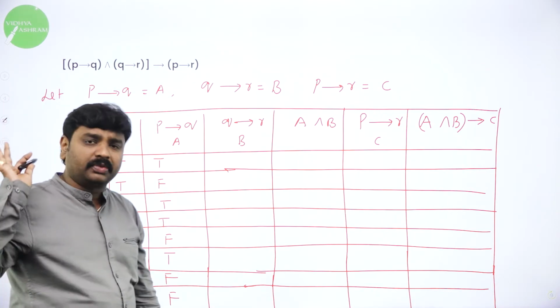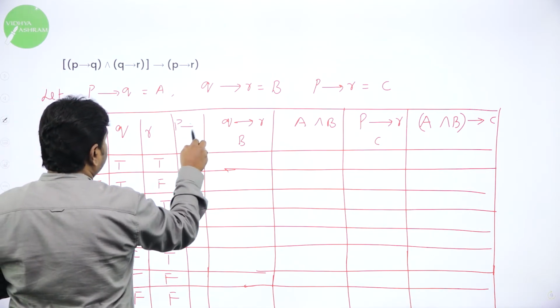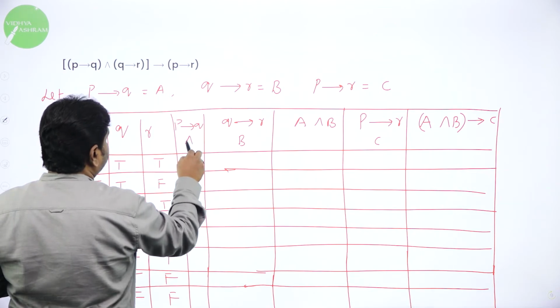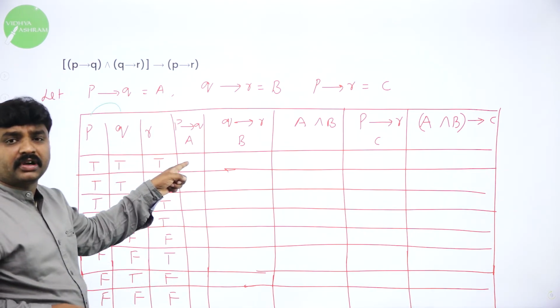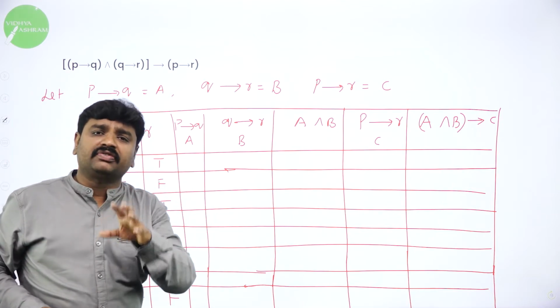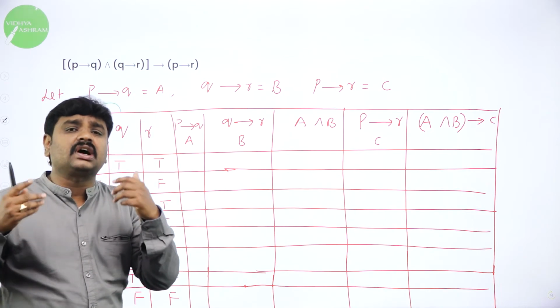8 different inputs are possible: P, Q, R. Then this is P implies Q. We call this A. Now for P and Q, P implies Q. All of you know the logic of implies. Conditional means what? If the first one is true and the second one is false, the result is false. Rest all it is true.